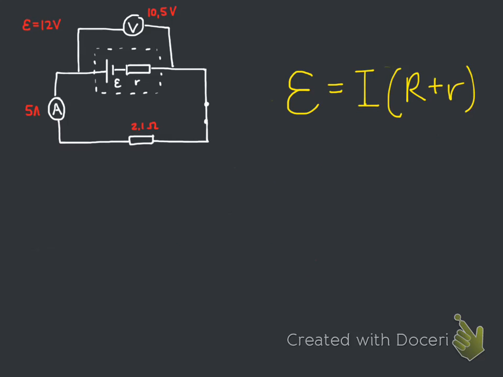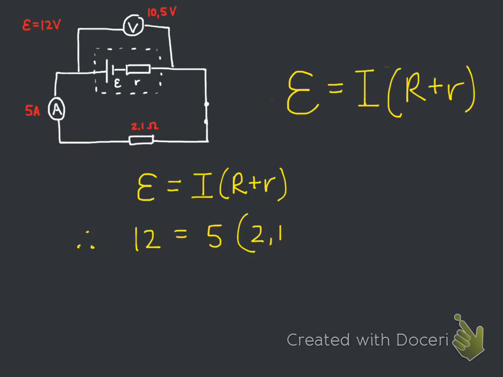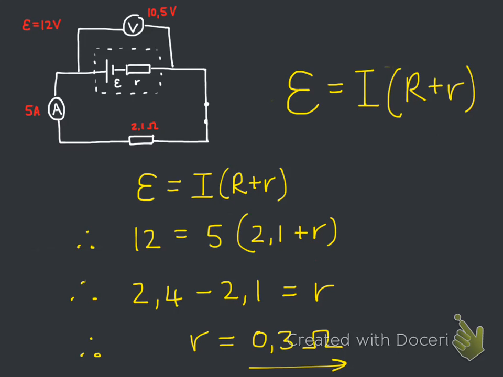Alright, if we just add in some numbers, let me just show you quickly how some calculations might work. Let's imagine that the current in the circuit is being read as 5 amps by the ammeter, and that the external resistor there has a value of 2.1 ohms. So if we apply our formula from our data sheet, the EMF we said was 12, the current I is 5, and the external resistance of the circuit is 2.1, and if we then solve that simple equation, we can see that the internal resistance of the battery would be 0.3 ohms.